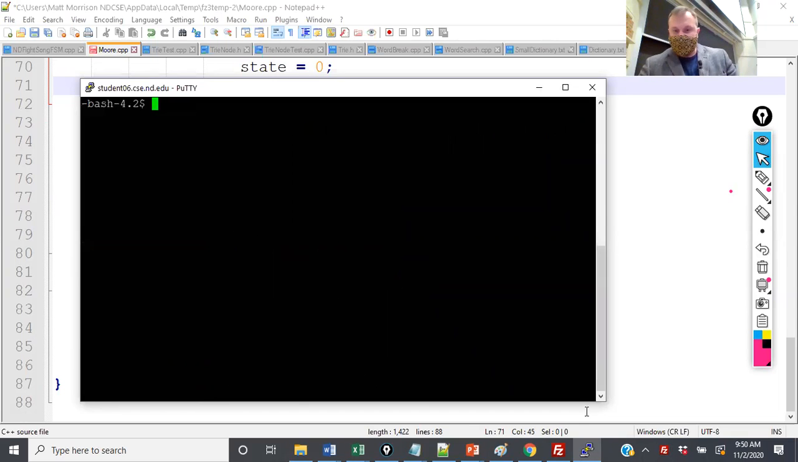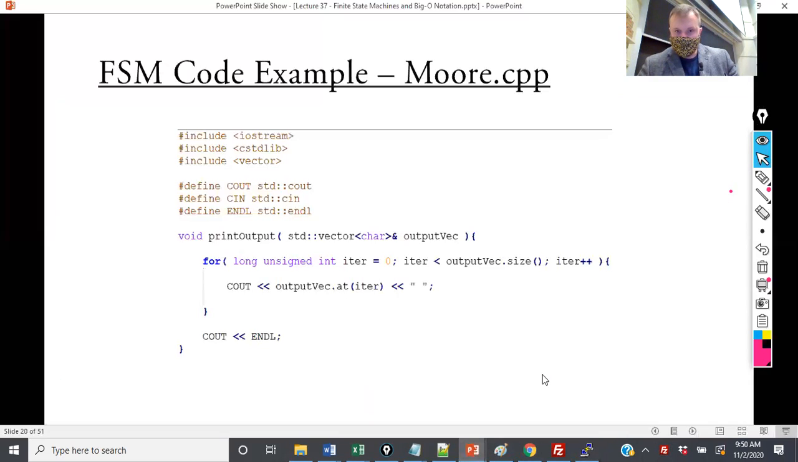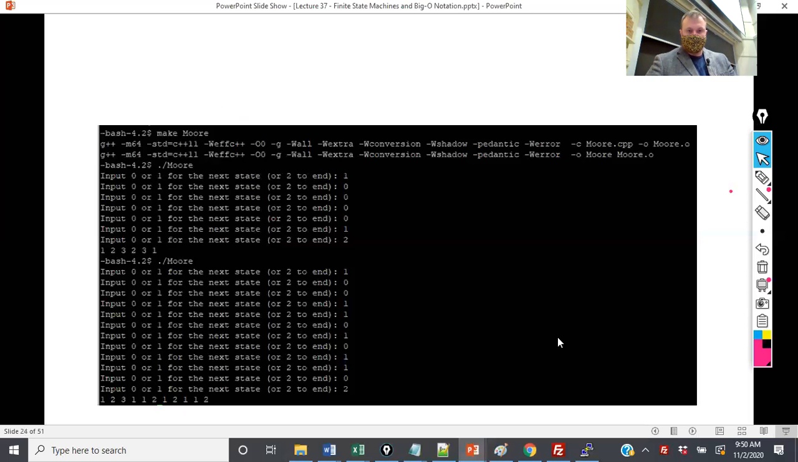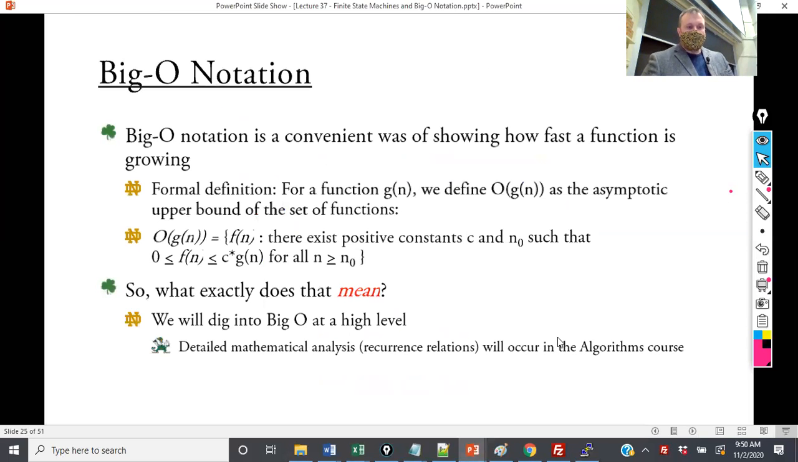All right, so does anybody have any questions? You can click through this. So here are the slides for the code, so you can review it later if you like. Does anybody have any questions before I spend the next 10 minutes going over this idea of big O notation?